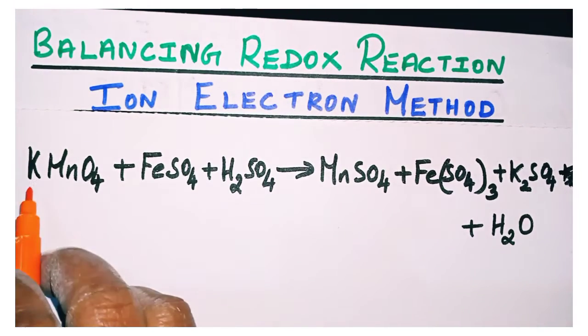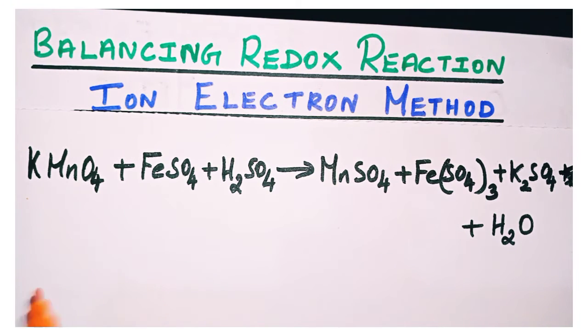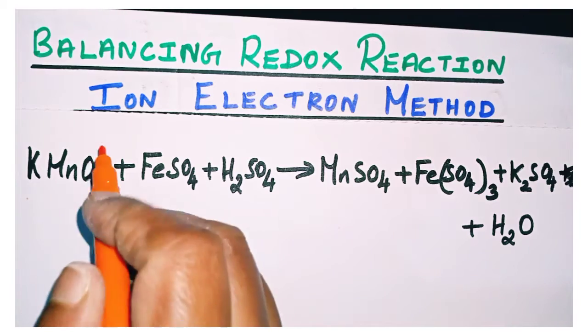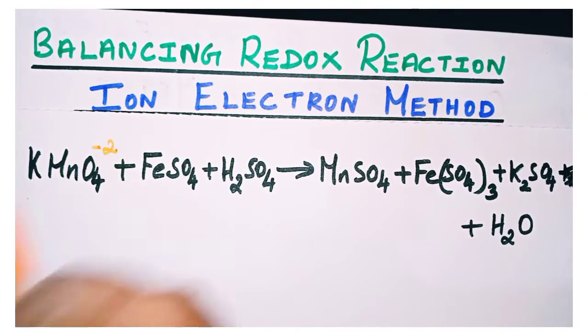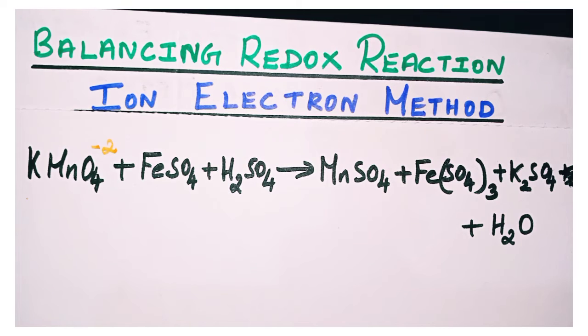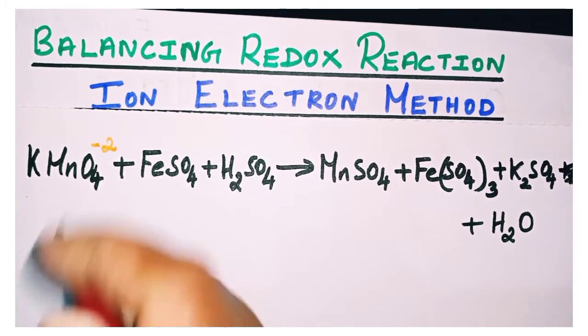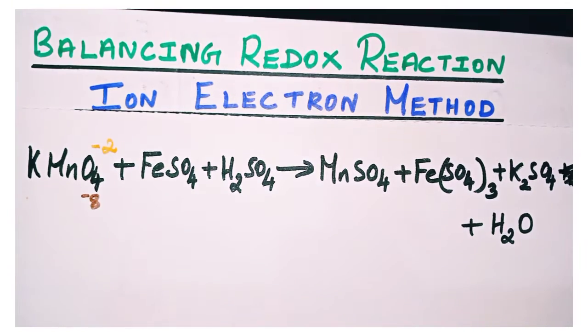Now let us take first potassium permanganate. Let us start with oxygen. The oxidation number of oxygen is -2. Here 4 oxygen atoms are there, so for 1 oxygen atom it is -2, and for 4 oxygen atoms it will be -8.